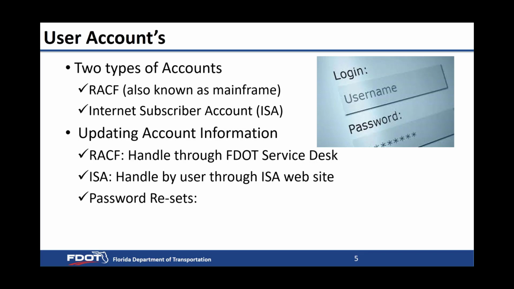So how do you get your accounts updated with current information? If you have a RACF account, it needs to go through the FDOT service desk. If it's an ISA account, it can be actually handled by the user through the ISA website, and we'll point that out how to do it in just a minute.